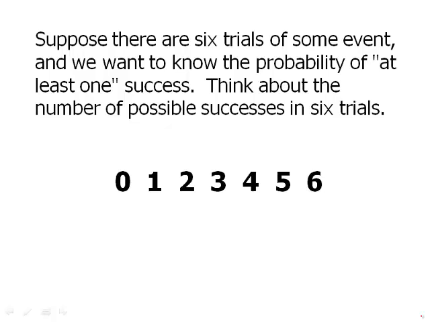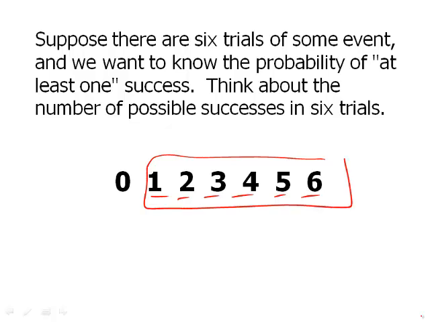So, what would be the set at least one? At least one would be 1 or more. All of these are at least 1. We could say this box here, that's the set at least 1. Well, what's the complement of that set? What's the part of the whole set not included in that box? Well, of course, the complement of that is just 0. And that is always the only case that is not included in the phrase "at least one."